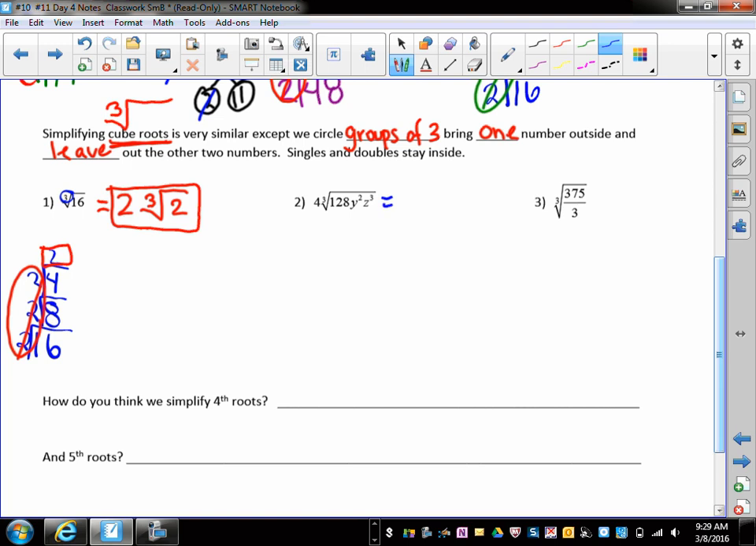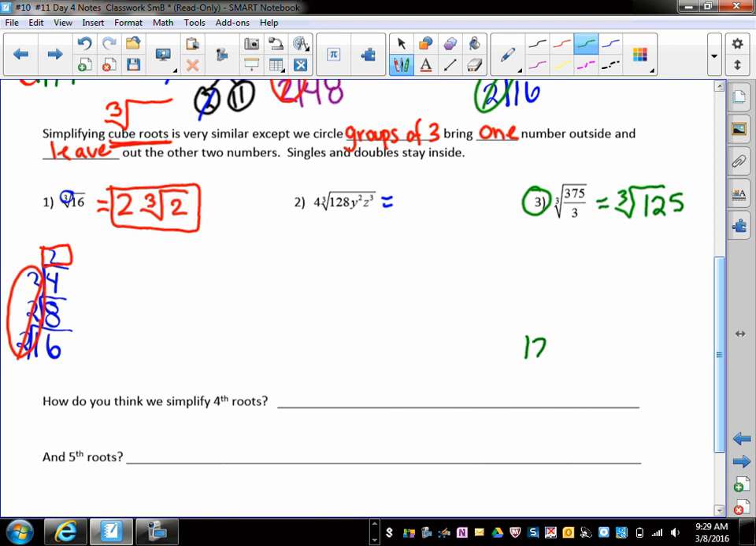Alright, this one looks like it might be a bit of a doozy. Actually, let's do number 3 first. It's a little bit simpler. Number 3. Alright, what's our rule for division there? Should we simplify that first? Yes. What's 375 divided by 3? 125. Much nicer to work with.